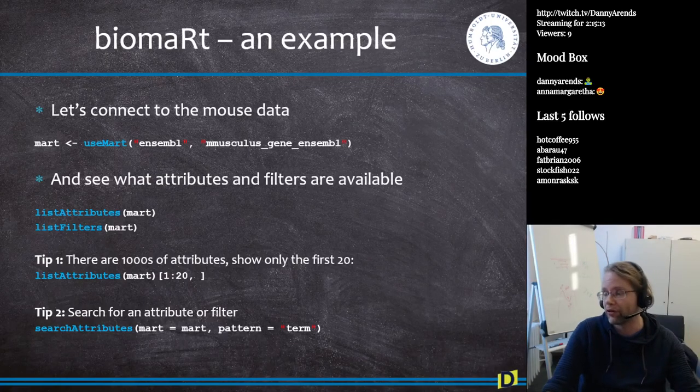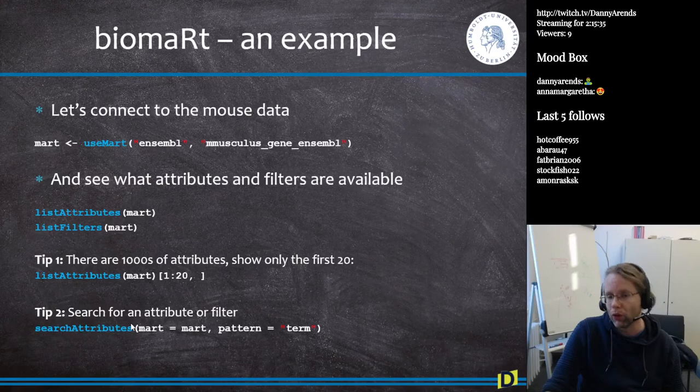Because the most used attributes are returned first by the function. They don't put it in alphabetical order. They put it in the order of most used. So generally, if you want something, it's in the first 20 or 50. So you can just say list attributes of this MART and then subset the matrix taking the first 20 rows. You could also take the first 50 rows, but then you can look to see what's there.